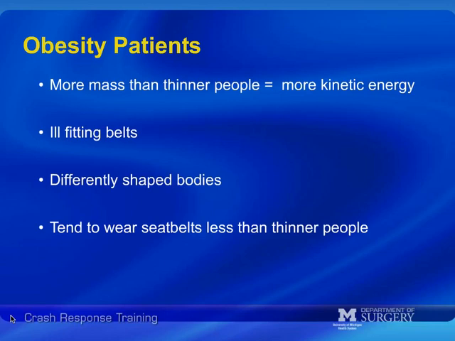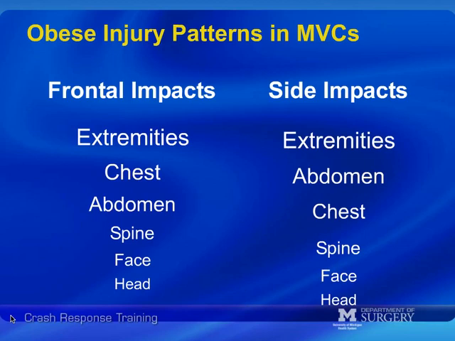Additionally, people who weigh the same are not shaped the same. Women tend to carry weight in their hips and thighs, men carry it around their middles. So if you think about those different shapes, the belt will fit them differently. Obese people tend to wear seatbelts less than thinner people. It's uncomfortable, so a lot of the times they just don't put it on. Here are some injury patterns for obese patients, and what I want you to notice here is the extremities take the brunt of the energy in a frontal impact.